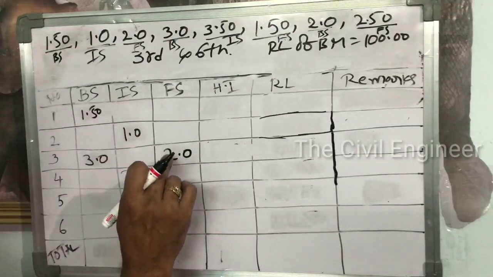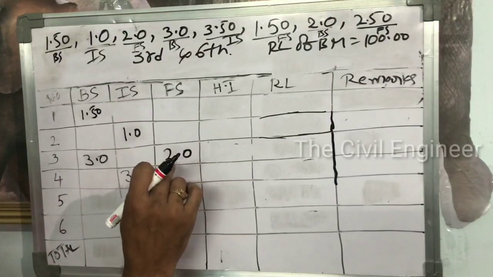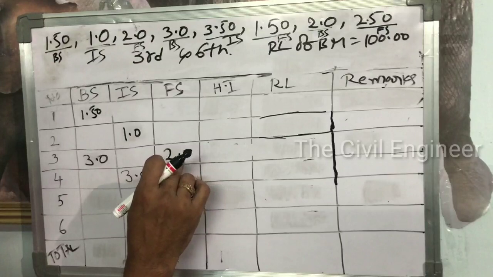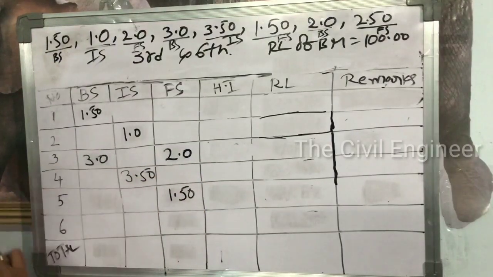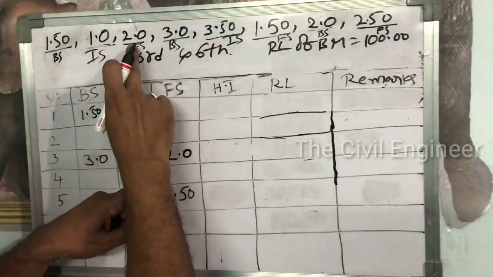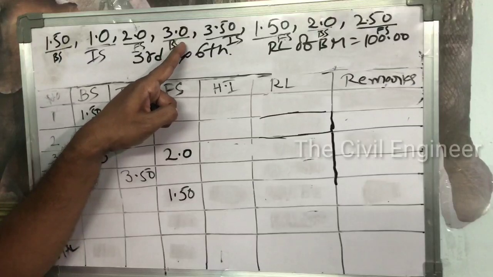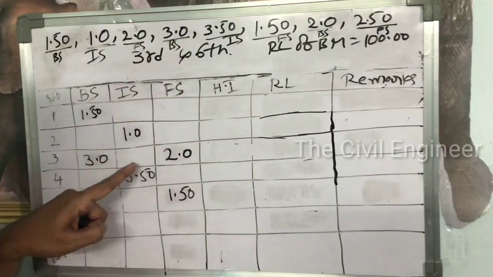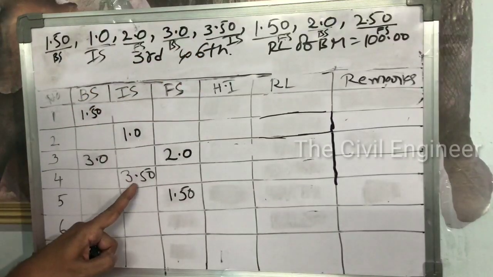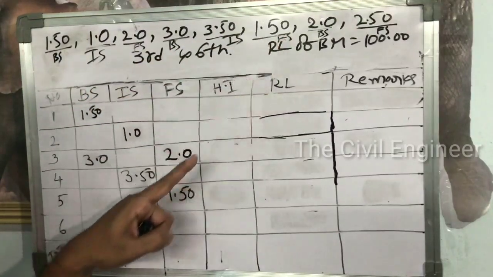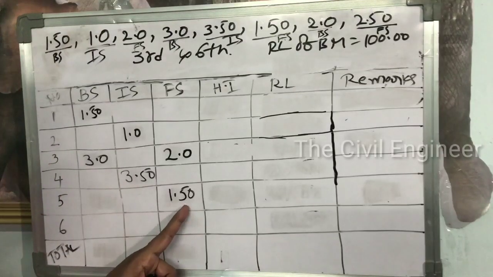Again, whenever we record the foresight reading, in the same row we have to post the back side. Here 2.0 is the foresight. The next reading coming immediately is back side. This back side is to be posted in the same row. Next one is intermediate side. Next one 1.50 is foresight. Here we write 1.50 in the foresight column.